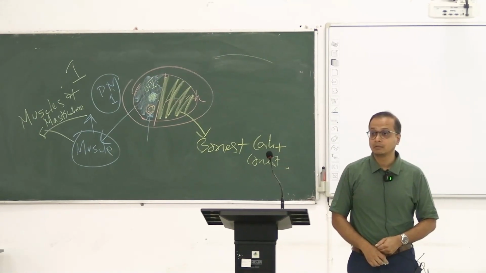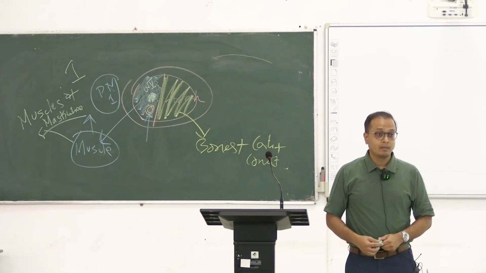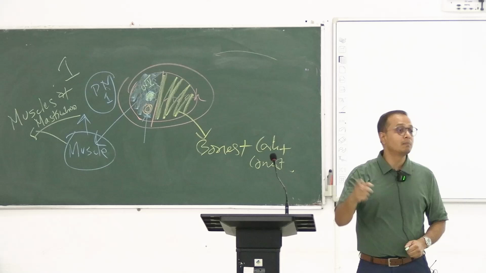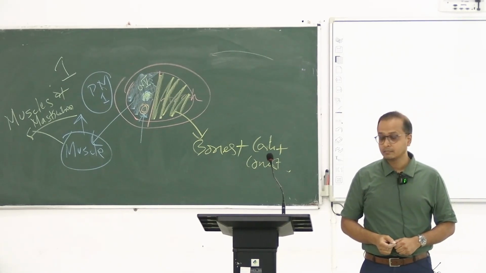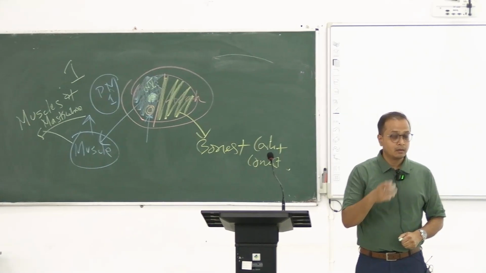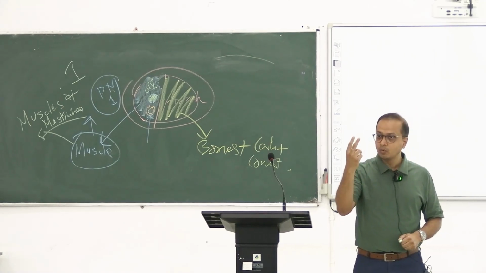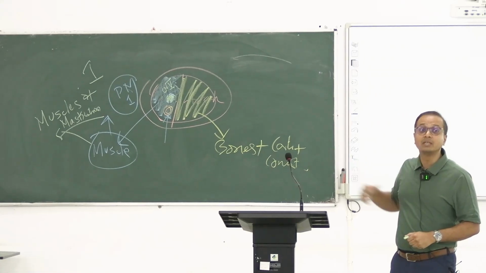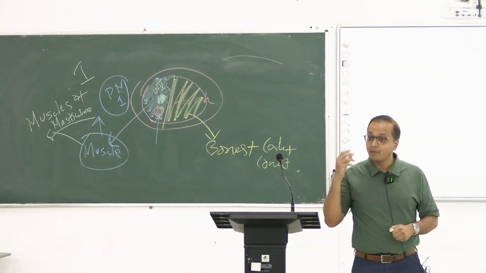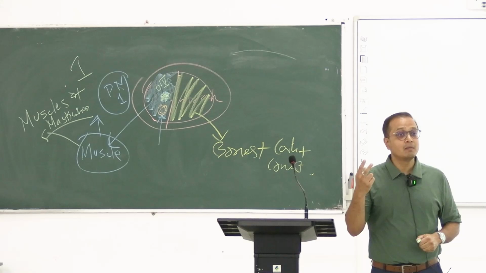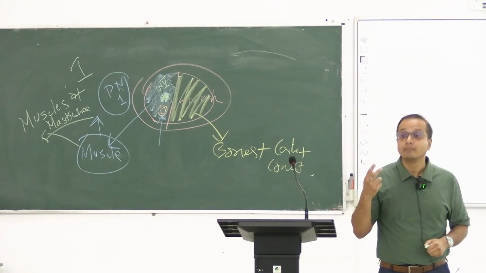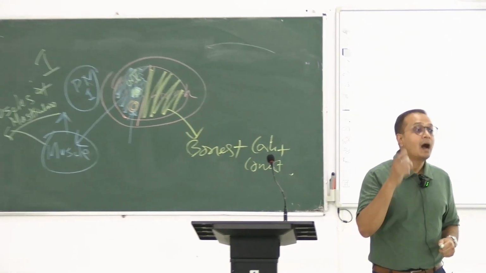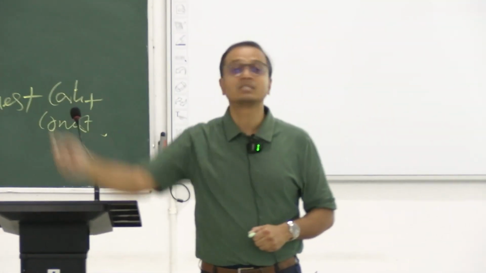Clear or not? I'll give you another example. Pharyngeal arch number 2 produces all the muscles of facial expression. I repeat, pharyngeal arch number 2 produces all the muscles of facial expression, and this pharyngeal arch number 2 is supplied by cranial nerve number 7. That's why all the muscles of facial expression are supplied by cranial nerve number 7.